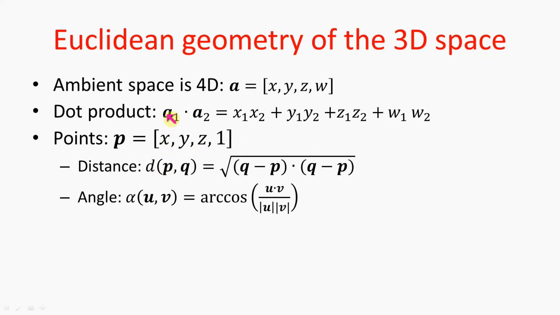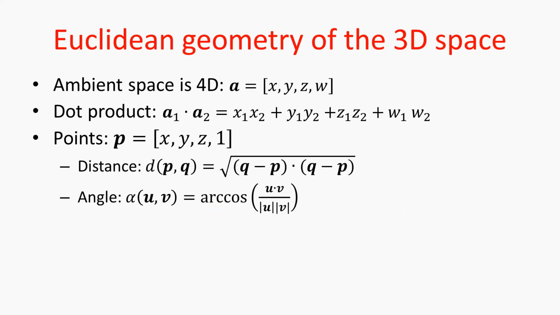Using the dot product, we can express the distance between 2 points as the length of the vector between the 2 points. The vector between the 2 points is obtained as a simple difference of the two four-element vectors. Similarly, we can introduce the notion of angle. Recall that the dot product is just the multiplication of the lengths of the two vectors multiplied by the cosine of their angle.